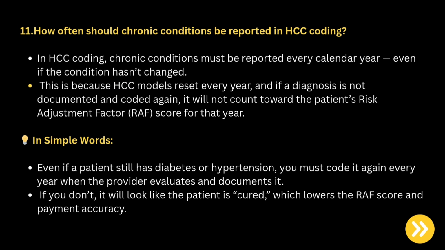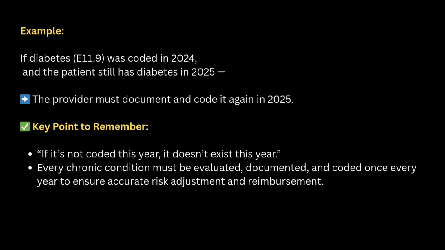11th question: how often should a chronic condition be reported in HCC? In HCC coding, a chronic condition must be reported every calendar year, even if the condition hasn't changed. This is because HCC models reset every year, and if a diagnosis is not documented and coded again, it will not count towards the patient's risk adjustment factor.